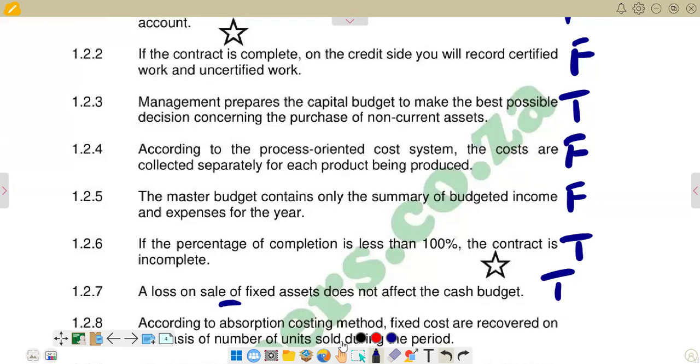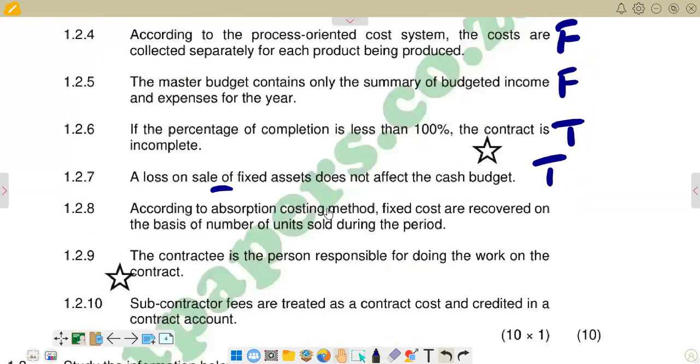Then go to the next one, 1.2.8. According to the absorption costing method, fixed costs are covered on the basis of the number of units sold during the periods, which is false. So we can indicate false. The contractee is the person responsible for doing the work on the contract, which is not correct. The contractee is the one that has work that is being done for him or her. So here we say false.